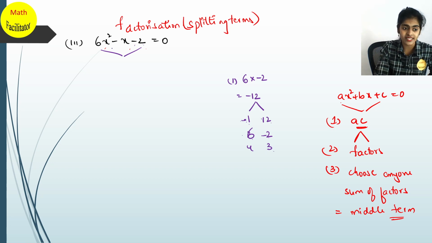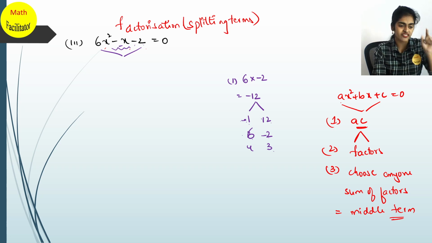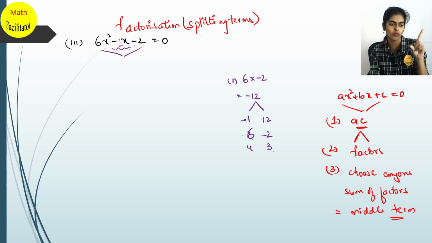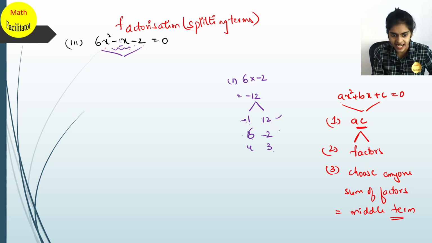And here, what is the middle term? The middle term is minus x. What is the coefficient of this? There is no coefficient written for x, which means 1 is the coefficient. It is like 1 into x. So 1 is the coefficient. So now just analyze the factors.